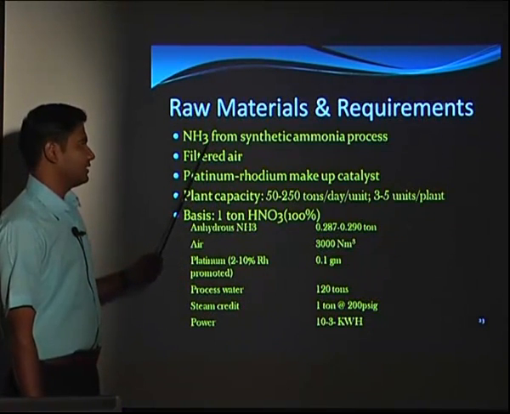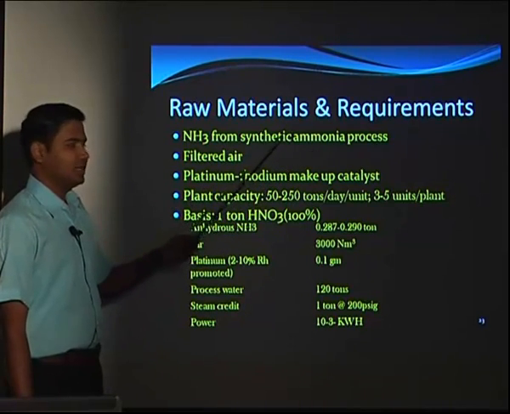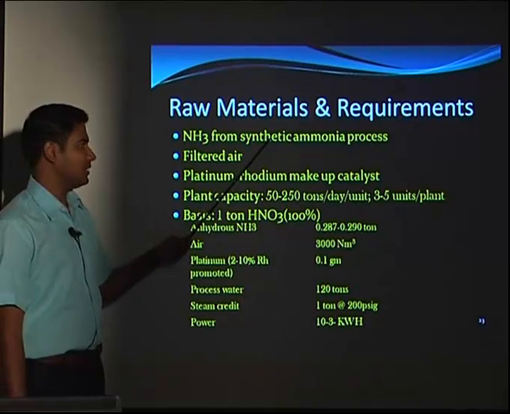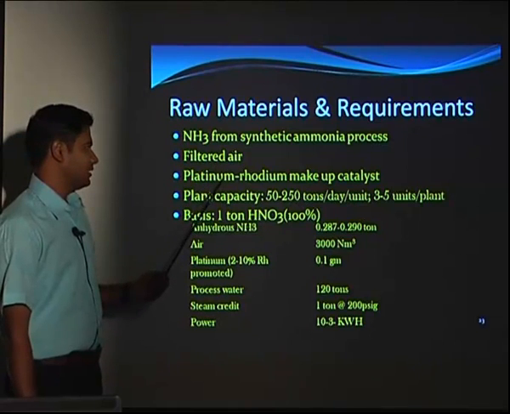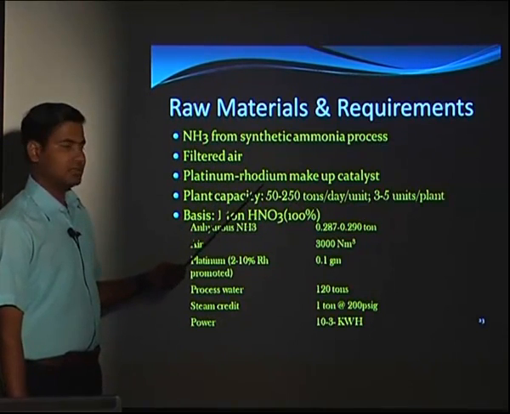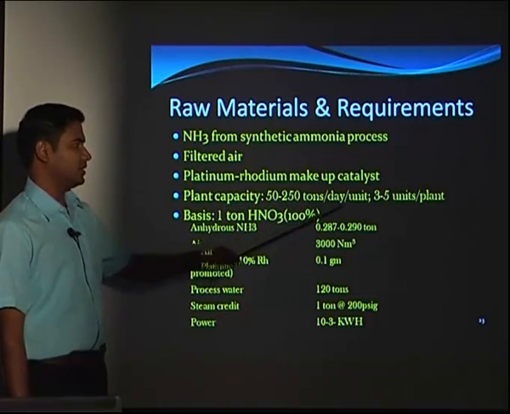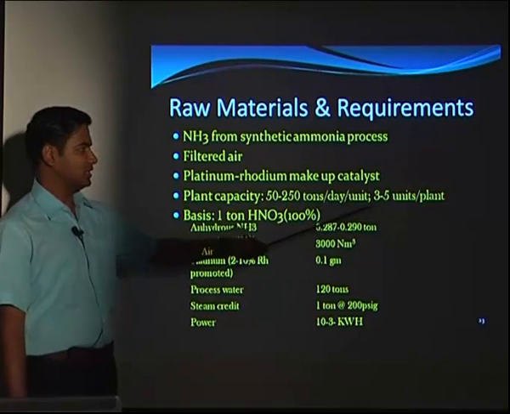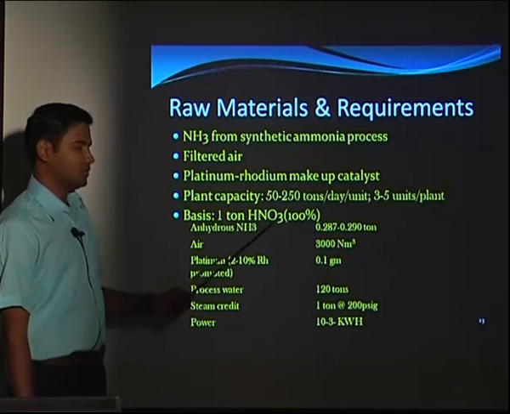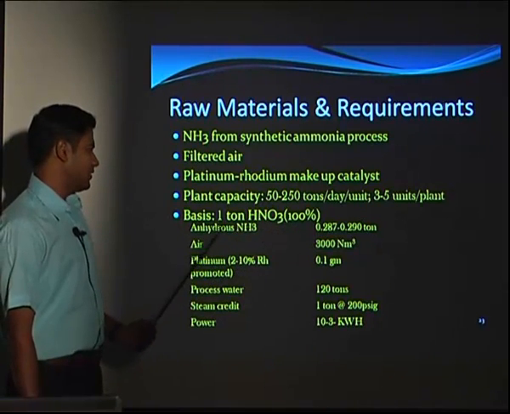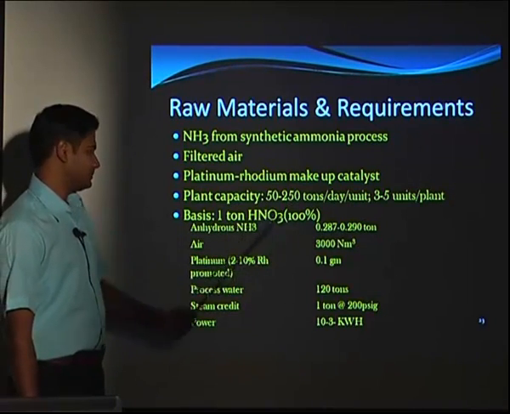The raw materials for this are NH3 from the synthetic ammonia process that we have seen earlier, where nitrogen and hydrogen combine to give NH3, then filtered air, and platinum rhodium makeup catalyst. The plant capacity is 50 to 250 tons per day per unit, and a plant may have 3 to 5 units. To produce 1 ton of 100% HNO3, we require anhydrous NH3 of 0.287 to 0.290 ton.